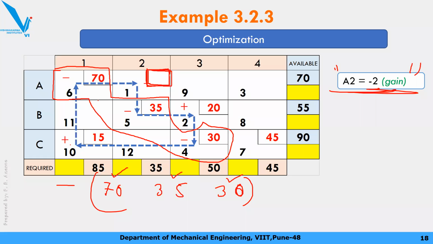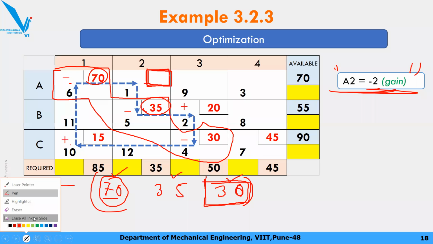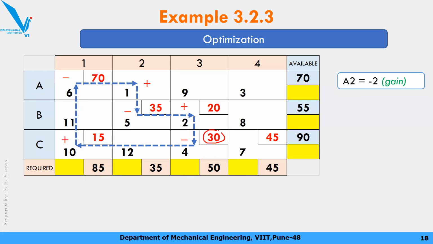Now if we take 70, what will happen? The guideline suggests that whatever number you select, you need to remove it from the minus cells and add it to the positive cells. But if you take 70, you cannot take 70 out of 35, right? That's why it is suggested to select the least amount of allocation from the negative cells. It's simple. So you have selected 30.